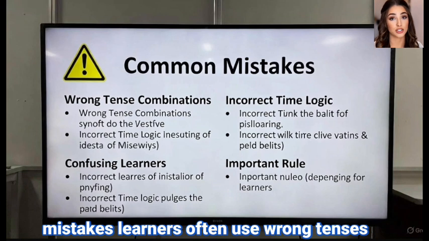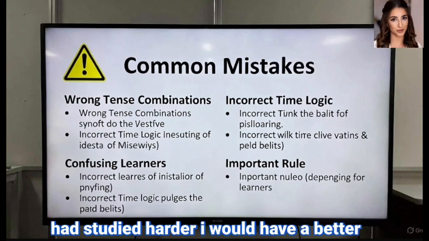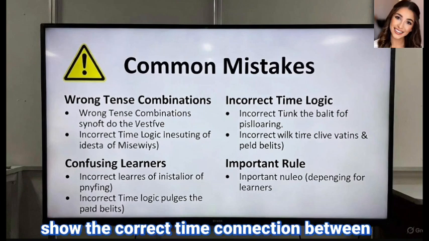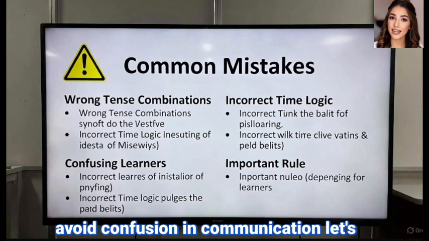Learners often use wrong tenses together. For example, saying, "If I had studied harder, I would have a better job last year" is wrong. The tenses must show the correct time connection between condition and result. This is essential to avoid confusion in communication.